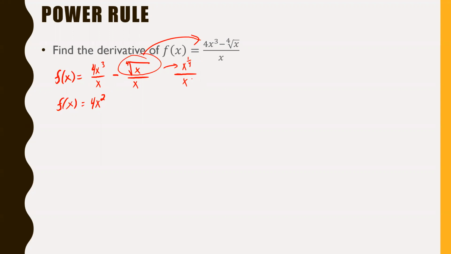So 1/4 minus this guy's exponent would be 1. 1/4 minus 1 would be -3/4. So we can say this is minus x to the power of -3 over 4. Now that we have it as a couple of powers, we can take the derivative of this relatively simply. So to find the derivative, we just need to find the derivative of each piece.